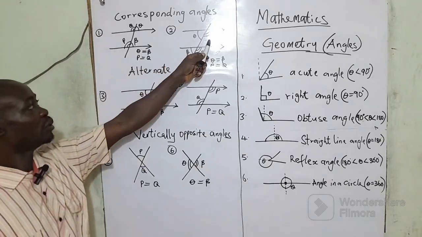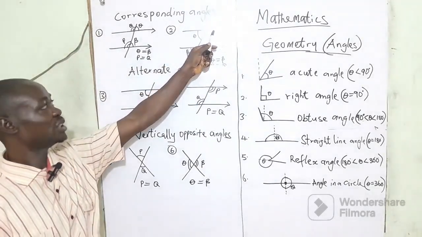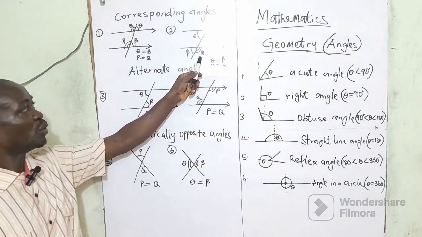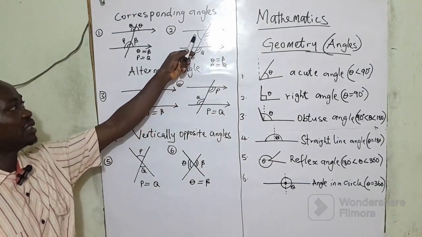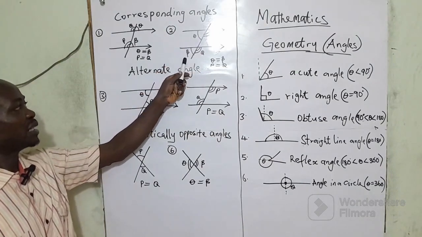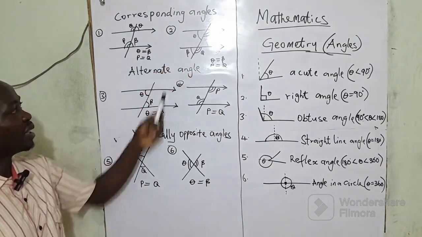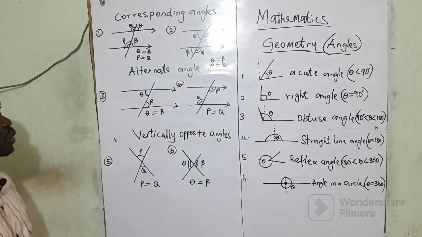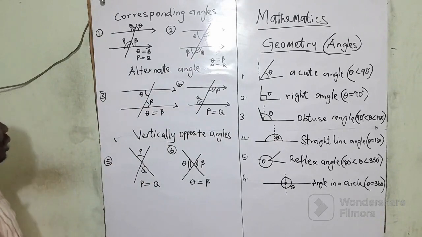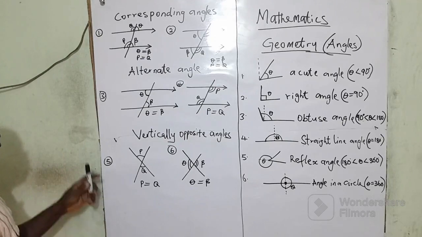The same thing happens here. We can see this is the lower side of the parallel lines, and this is it. So P and beta, Q and beta are corresponding angles. P and Q are corresponding angles. All corresponding angles are equal. That is exactly what I want you to understand here.